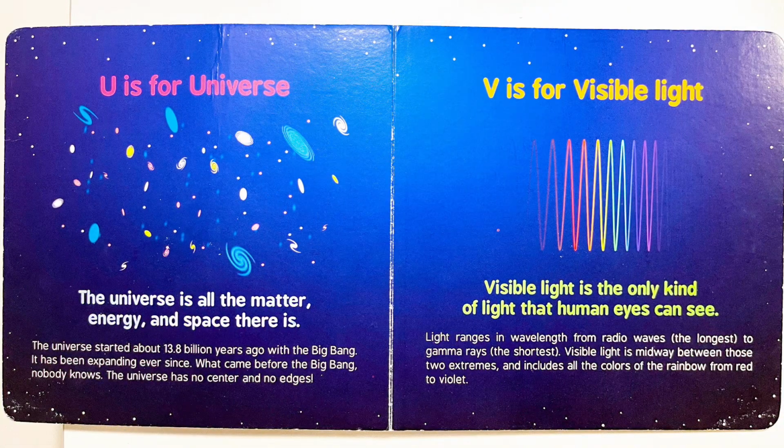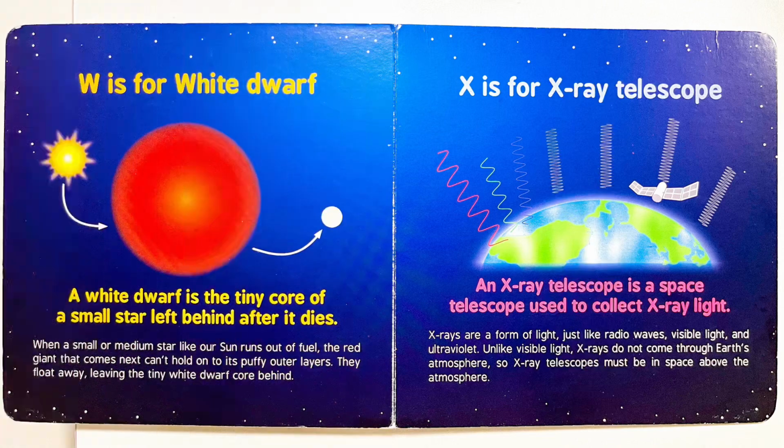U is for universe. The universe is all the matter, energy, and space there is. V is for visible light. Visible light is the only kind of light that human eyes can see. W is for white dwarf. A white dwarf is a tiny iron core of a small star left behind after it dies.